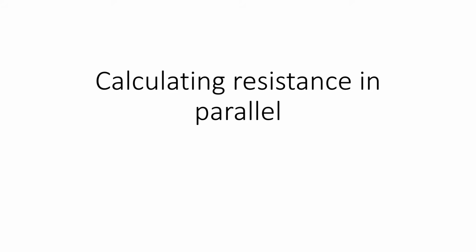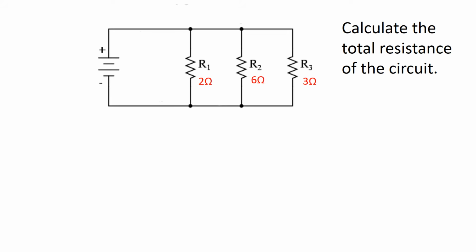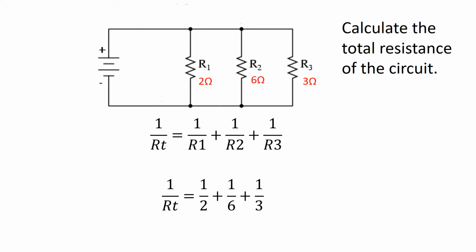Hello everyone, let's look at an example of how to calculate total resistance in a parallel circuit. So here we've got a circuit with three resistors set up in parallel, and we've been asked to calculate the total resistance in that circuit. The equation is 1/RT, our total, is 1/R1 + 1/R2 + 1/R3, and we've been asked to calculate the total resistance.